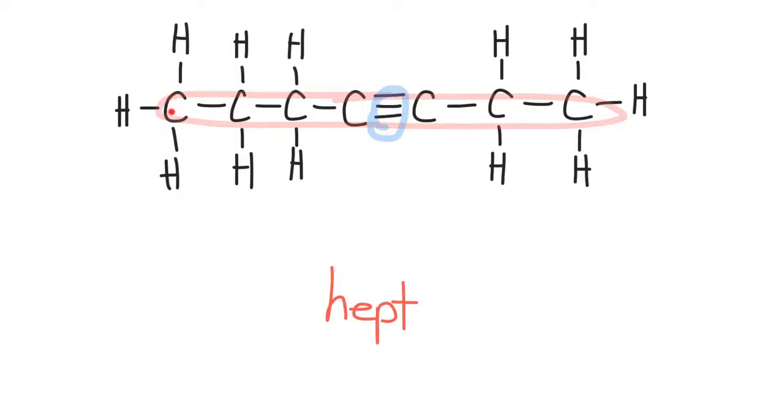If we start numbering over here, it's the 1, 2, 3, the 4th carbon. If we start on the other side, it's 1, 2, the 3rd carbon. We go with the lowest number. So we're going to write 3-ine. 3 because it's coming off of the 3rd carbon, ine because it's a triple bond. And there aren't any other groups branching off of this, so we're done. This molecule is hept-3-ine. This last example looks really complicated, but when you break it down, it's not so bad.